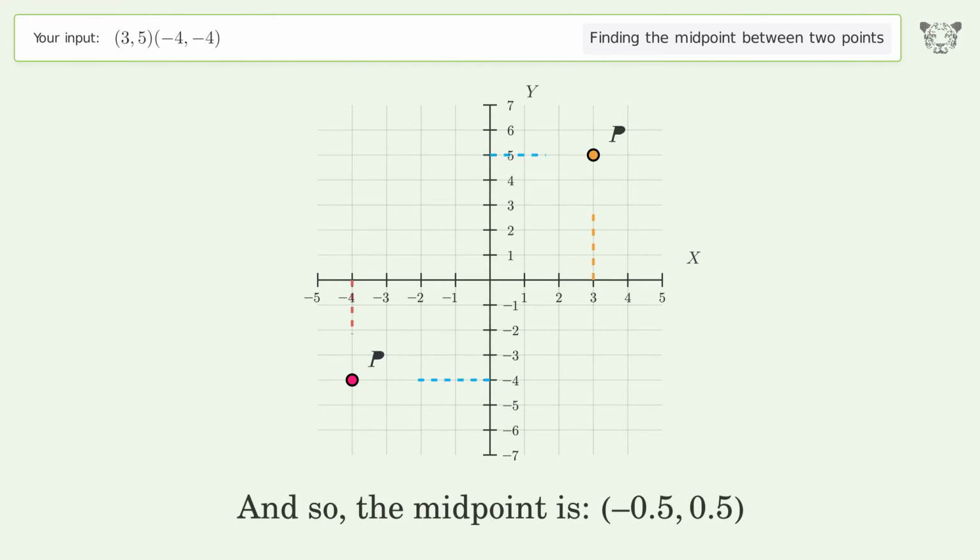And so, the midpoint is, negative 0.5, 0.5.